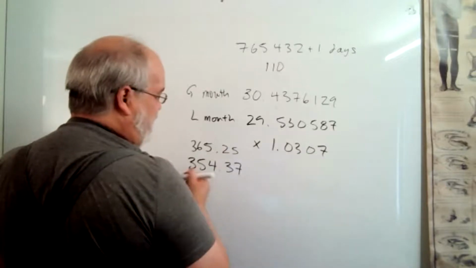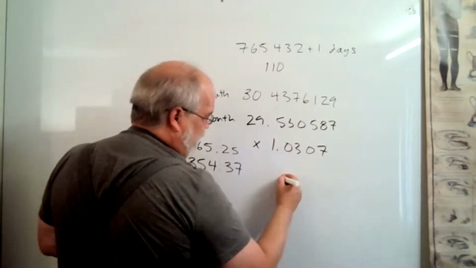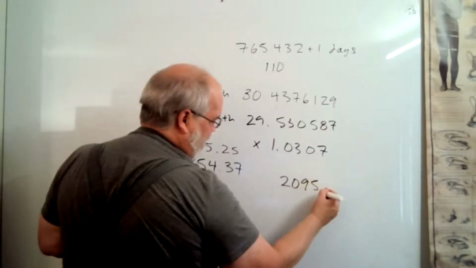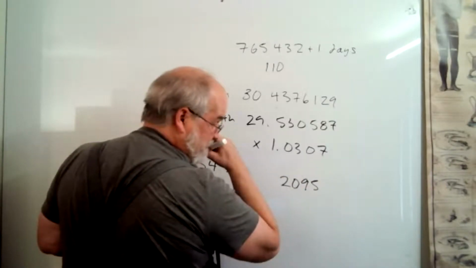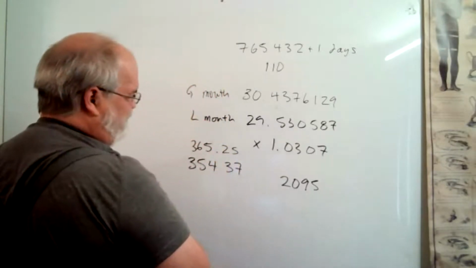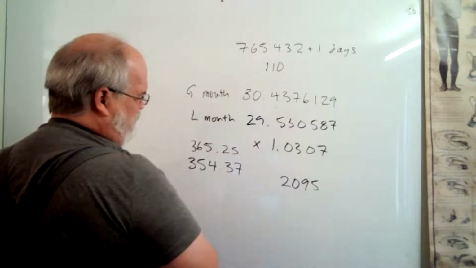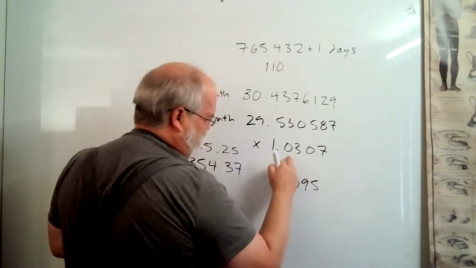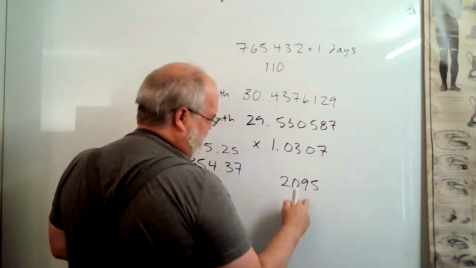Now, I can do the same thing if I take 2095. Let me see, how do I do this? Never mind, I've got to think this through. Well, what happens if I take this one and I multiply it by this number? What do I get?